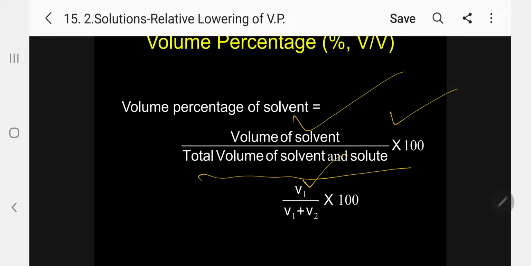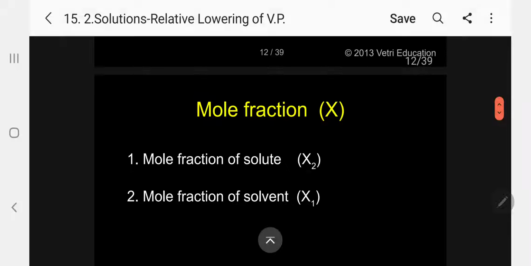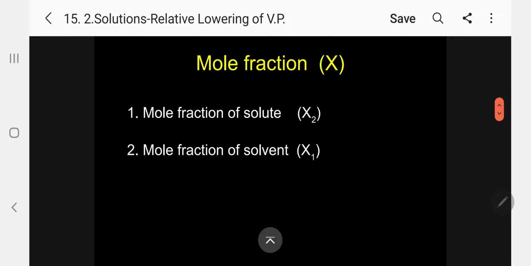So V1 is the volume of solvent, V2 is the volume of solute. So, divided by total volume of solvent and solute, into 100, that will give the volume percentage of solvent. Please follow.